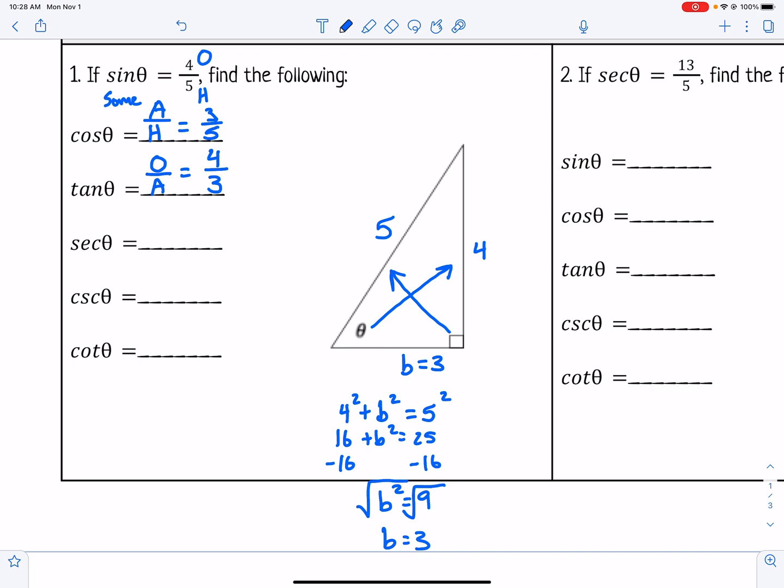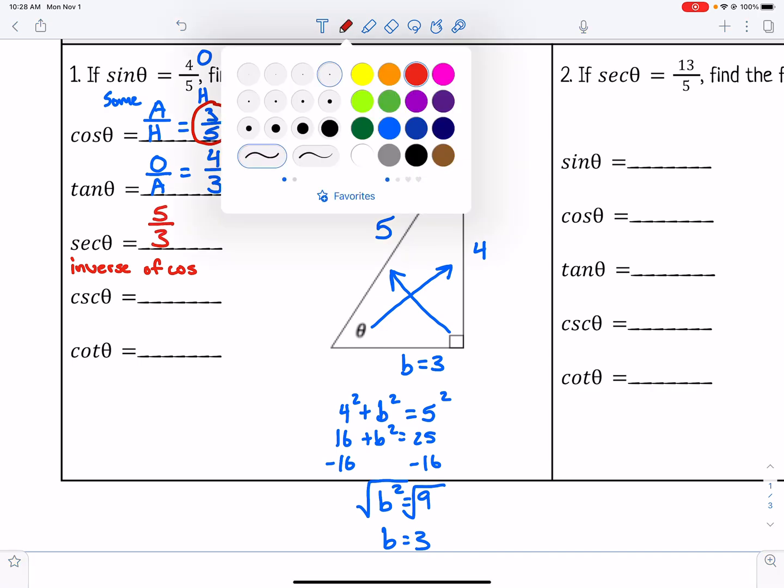Now secant, cosecant, and cotangent. Secant is the inverse of cosine. So once you know cosine is 3 over 5, secant would be 5 over 3. You just switch it around.